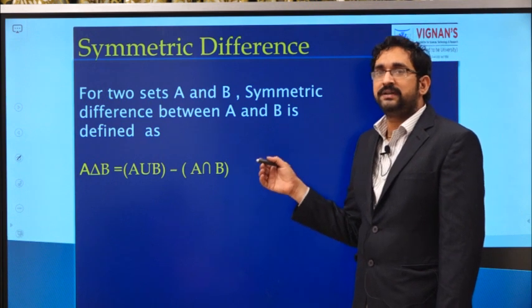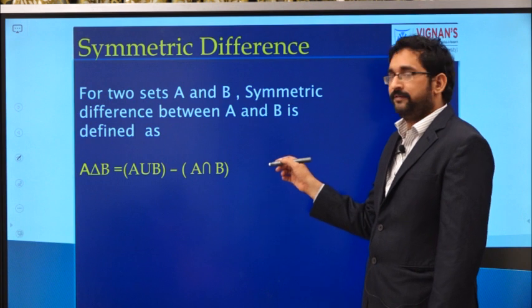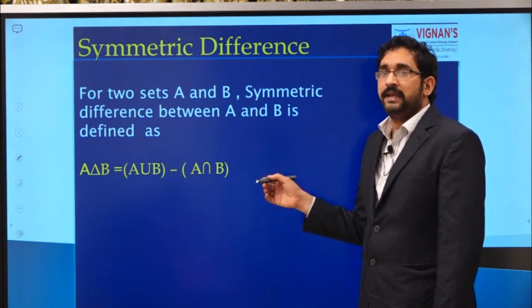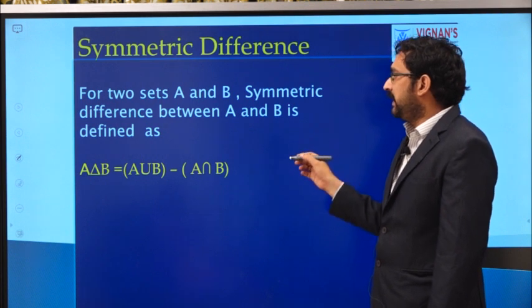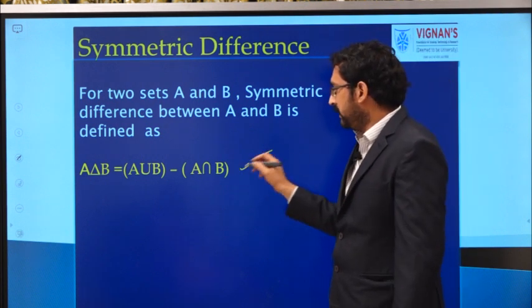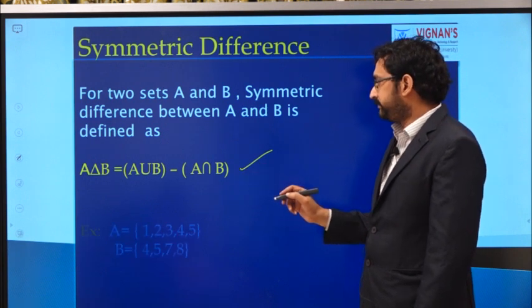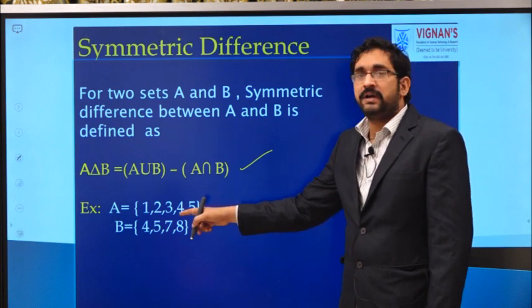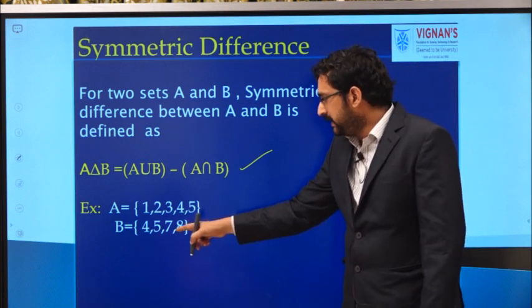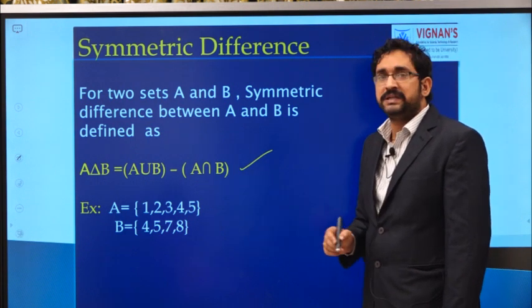So far we discussed the difference between two sets. Now we will discuss symmetric difference. If capital A and capital B are two sets, then the symmetric difference between A and B is denoted by this symbol: (A union B) minus (A intersection B). For example, A equals the set 1, 2, 3, 4, 5. B contains 4, 5, 7, 8. For this we have to find the symmetric difference.